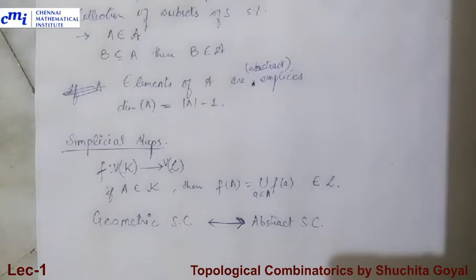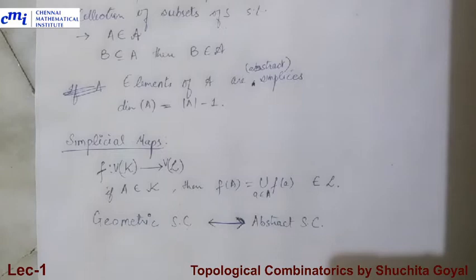So we'll be using these two notions interchangeably without even mentioning it most of the times, because one gives the other. But what is more important is the concept of an affine extension, which tells you that if you have a mapping of abstract simplicial complexes, then you get a mapping on the geometric realization of its associated geometric simplicial complex.